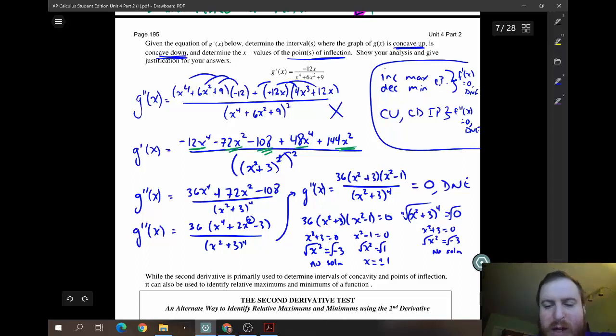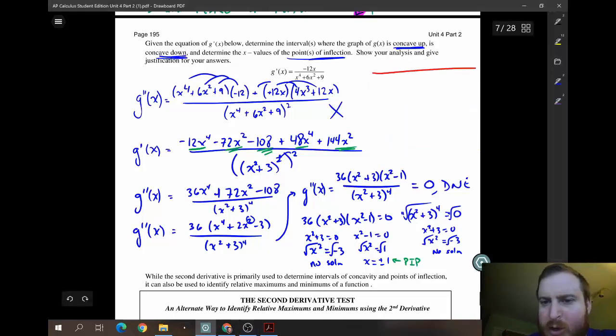Now, 1 and negative 1, I want to talk about these very quickly. These are not inflection points yet. They're only inflection points if they change concavity. So we have to do the number line analysis. What I like to write here when I'm doing these is PIP, pips, possible inflection points. We have to see, does the concavity change signs to determine if they actually are.